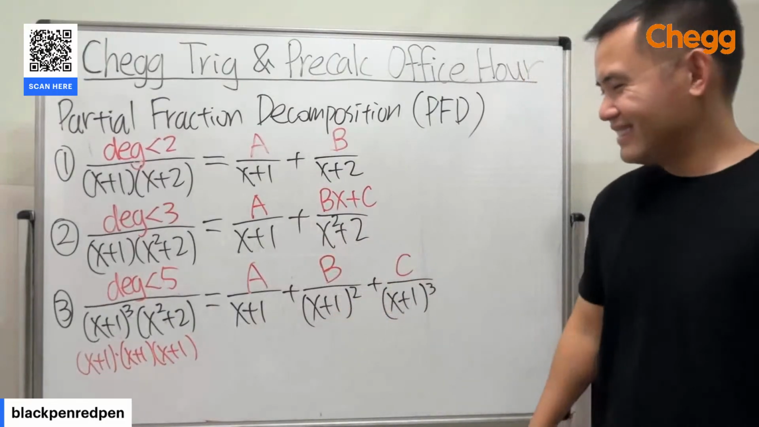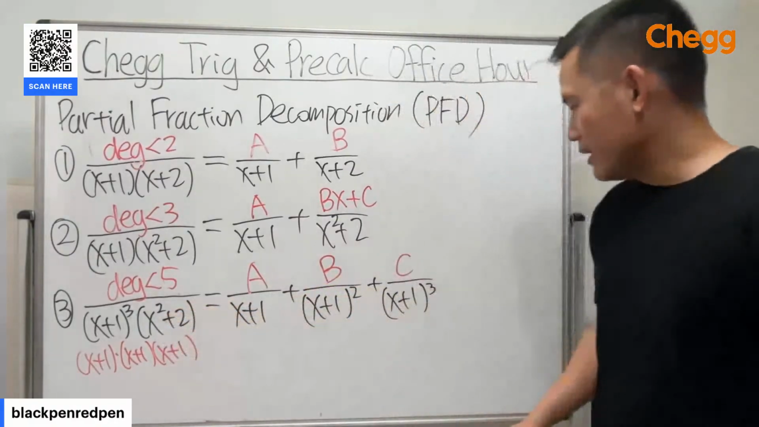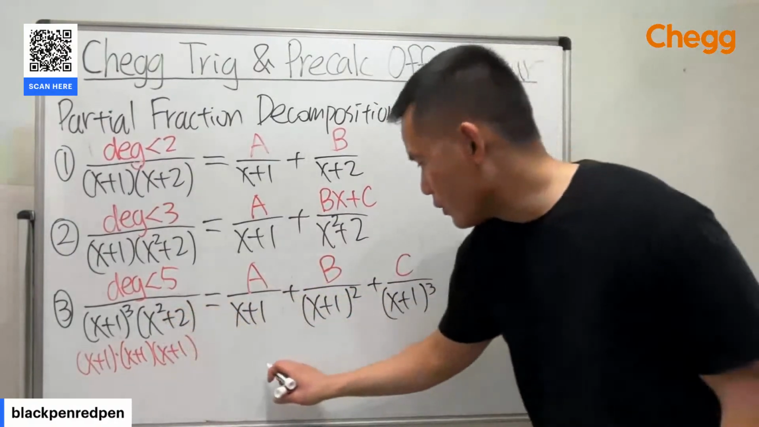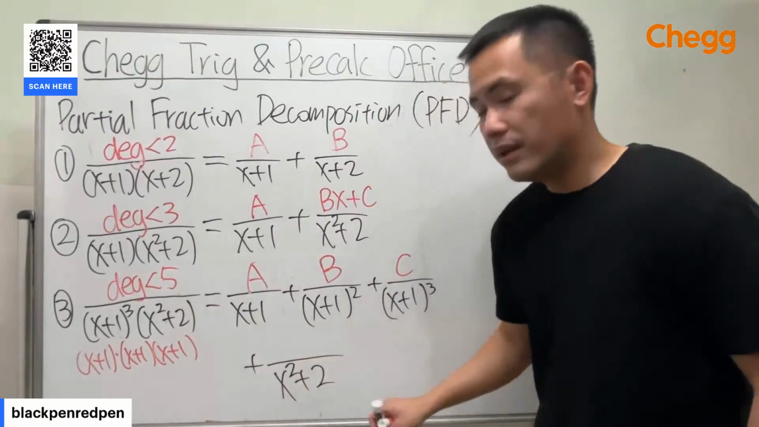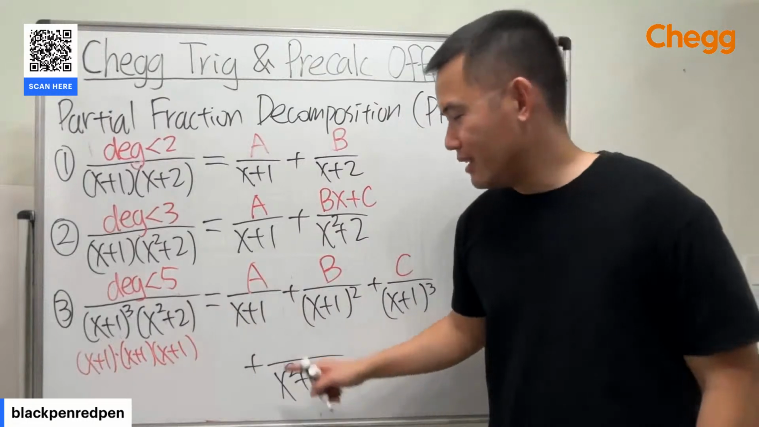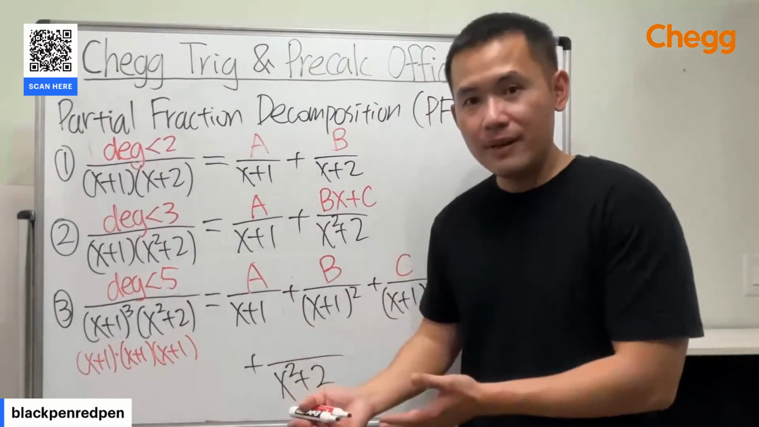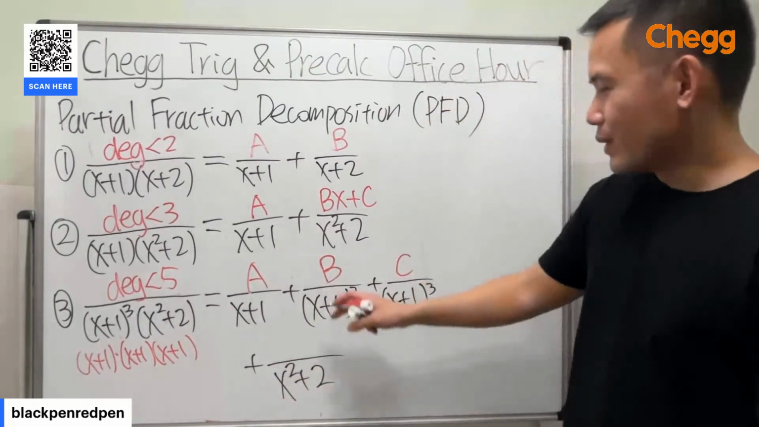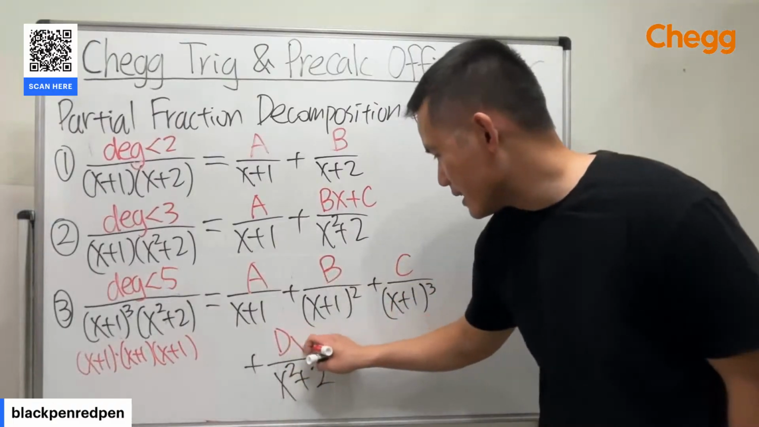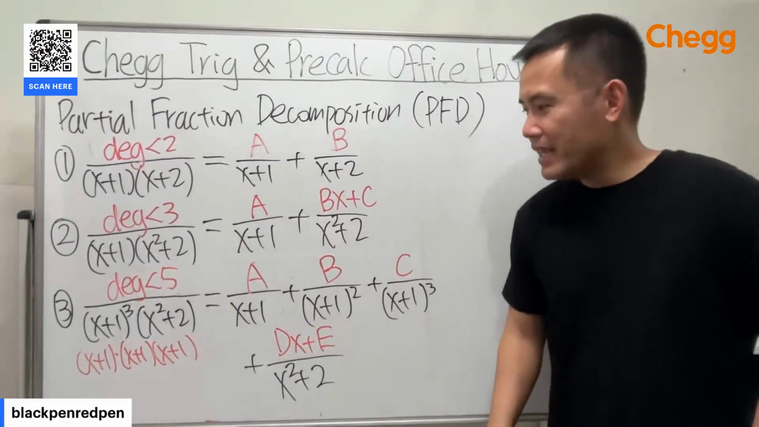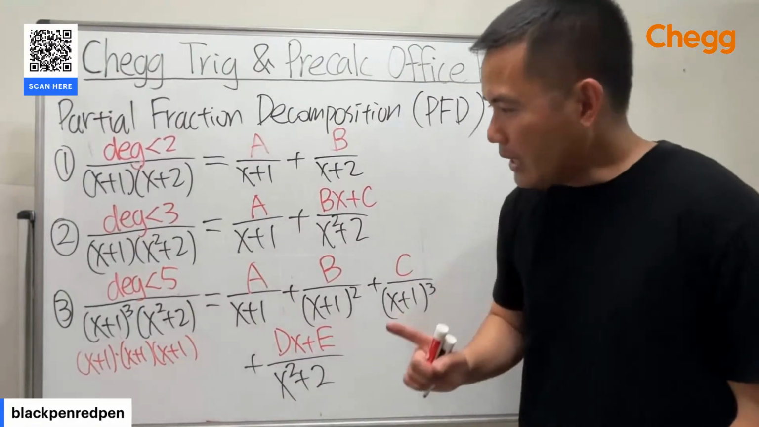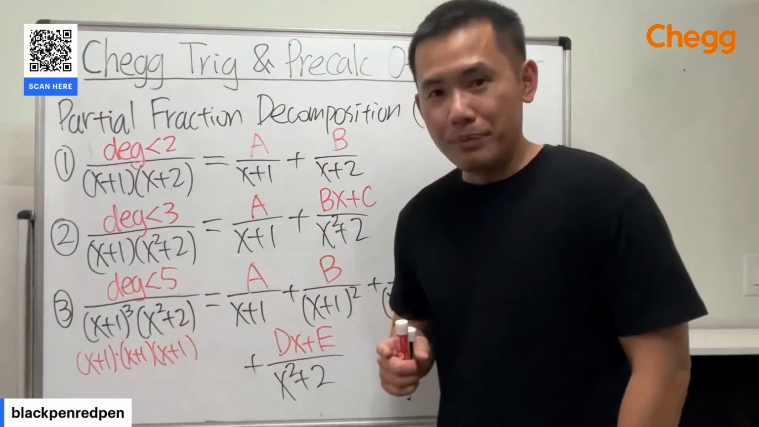All right? Now we still have this, right? So I'm just going to put it right here. We're going to add x squared plus 2. This is the quadratic. On the top, it's going to be a linear. So we're going to do dx plus e, like that. Okay? Now, what if this is also being repeated?